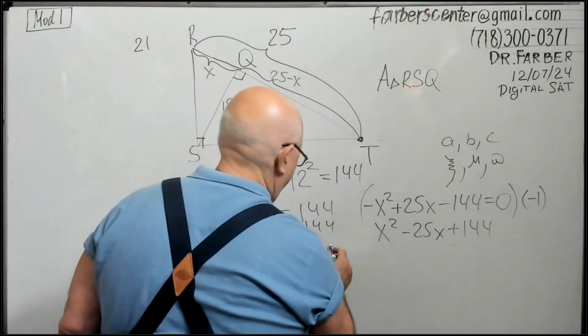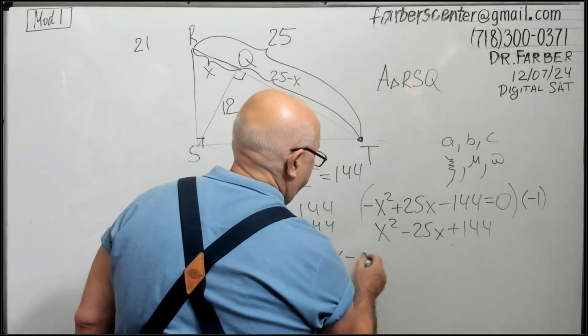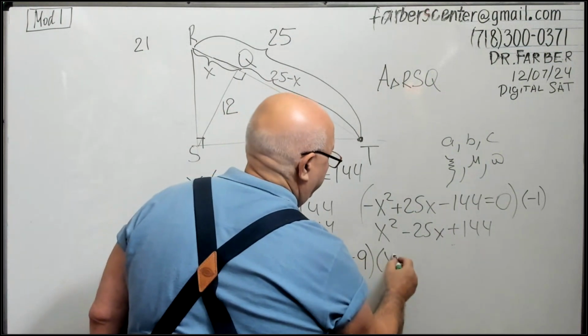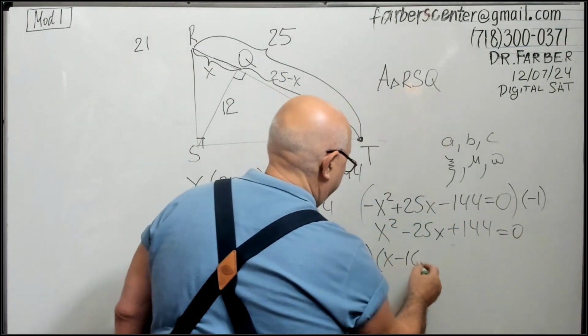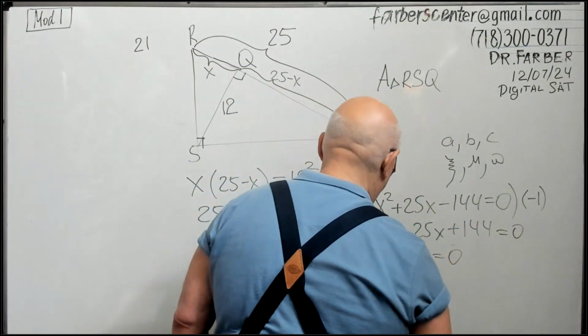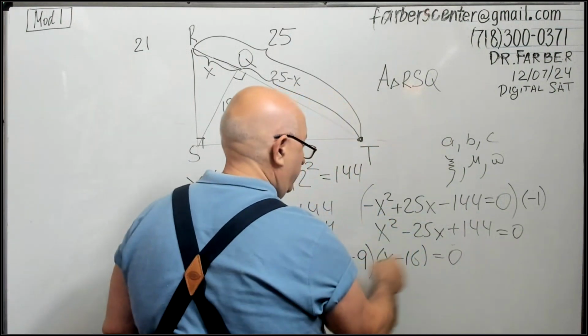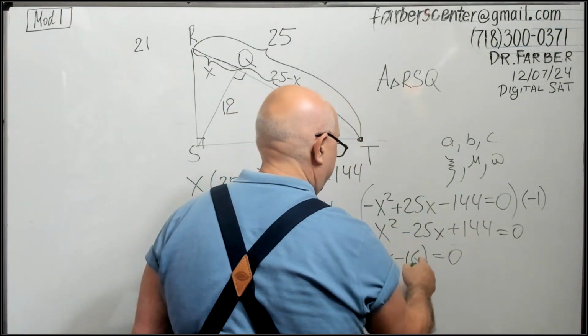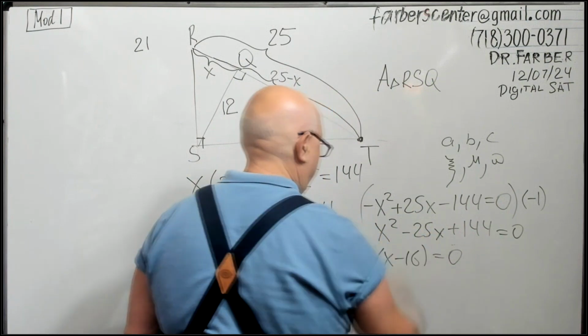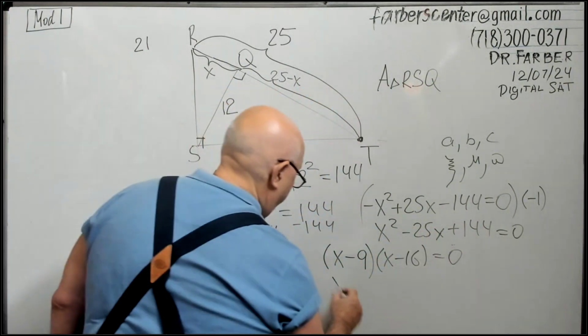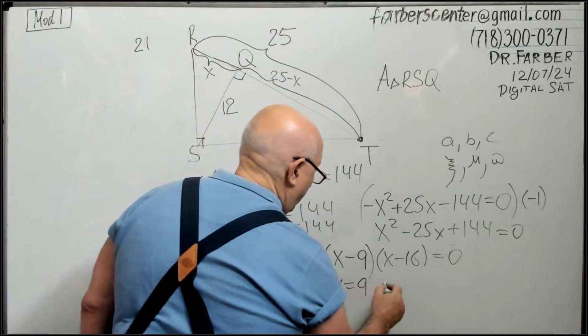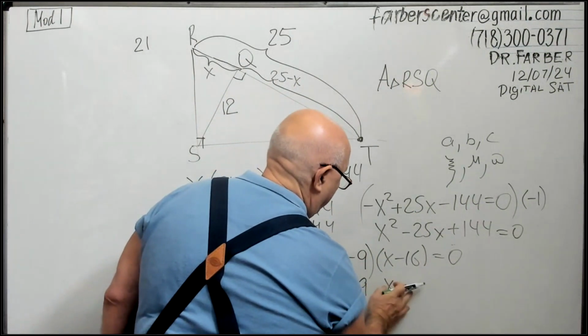So, x minus 9 times x minus 16 equals 0. 9 times 16 is 144, 9 plus 16, negative 25. Yes. So either x equals 9 or x equals 16.